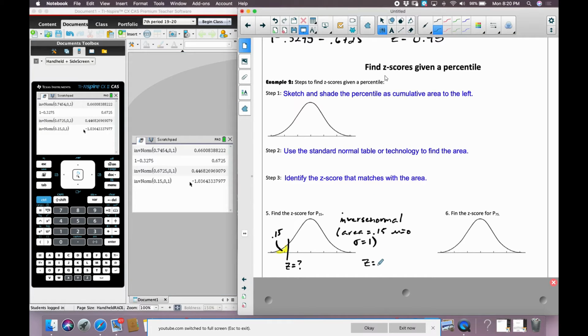So actually, I'm going to adjust this a little bit. So this is 0, 1, just slide that over a little to be a little more accurate. There we go.